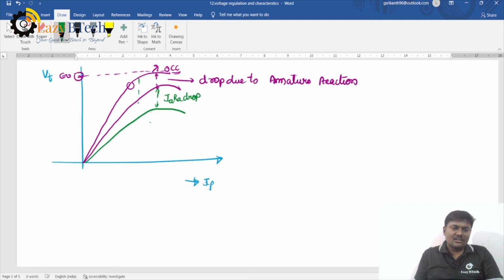If you draw a curve, it is a curve like this. Okay, this is the O.C.C curve. This is a field current at this point, and at the Q point on the PQ, and this one is R. It will reduce from P to R. As P to R, the curve reduces, meaning generated EMF decreases.